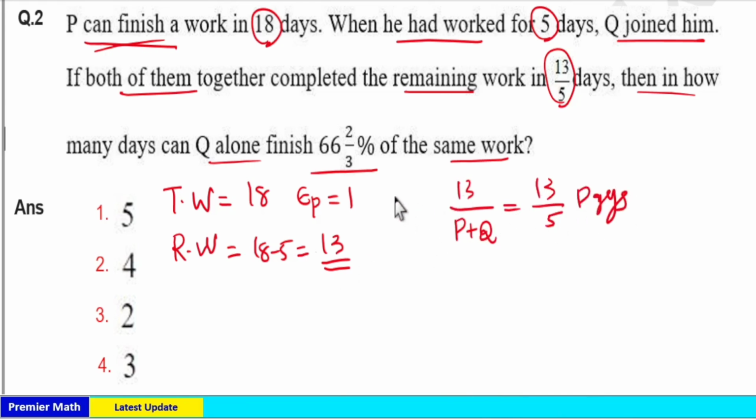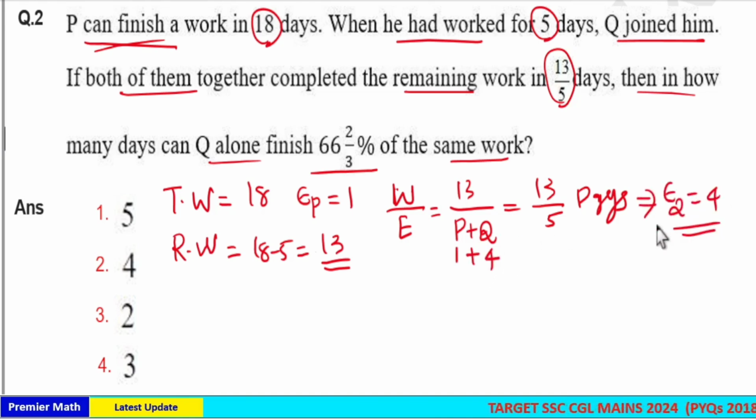So this 13 units of work completed by P and Q in 13 by 5 days. Work by efficiency will give you the total number of days. So here this is the work by efficiency ratio, and P plus Q is the efficiency of P and Q. Efficiency of P is 1, which means efficiency of Q must be 4. So from this we got the efficiency of Q as 4 units. Now we have to find in how many days Q alone finishes 66 and 2 by 3% of the same work.